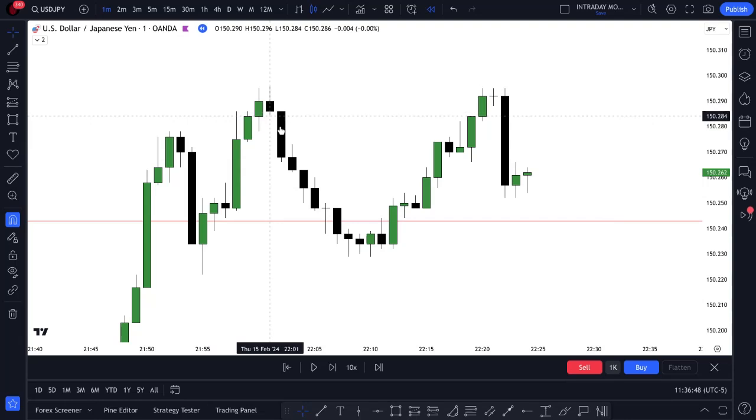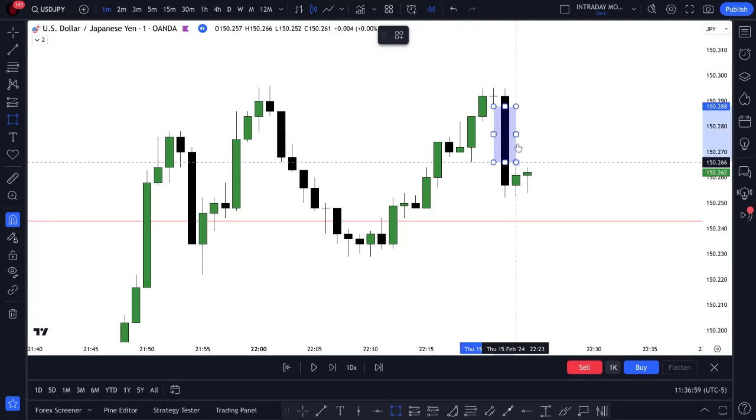This one here, look at this fair value gap. Does it go through a swing low? No, it does not. It goes through lows, but it does not go through a swing low. This one here, it looks like it is, right? Very close. We got to have a keen eye.